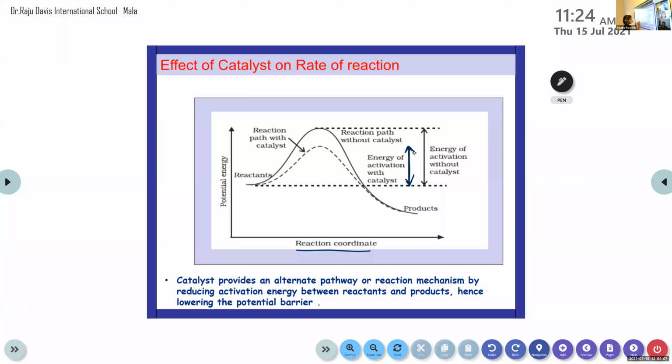So you can draw this graph with the reaction coordinate on the x-axis. That means how the reactants are converted to products. Then on the y-axis you can write potential energy. You have to draw two curves, one with the presence of catalyst and another without the catalyst. And you can also mark the activation energy. Energy of activation with the catalyst is lesser compared to the energy of activation without the catalyst.